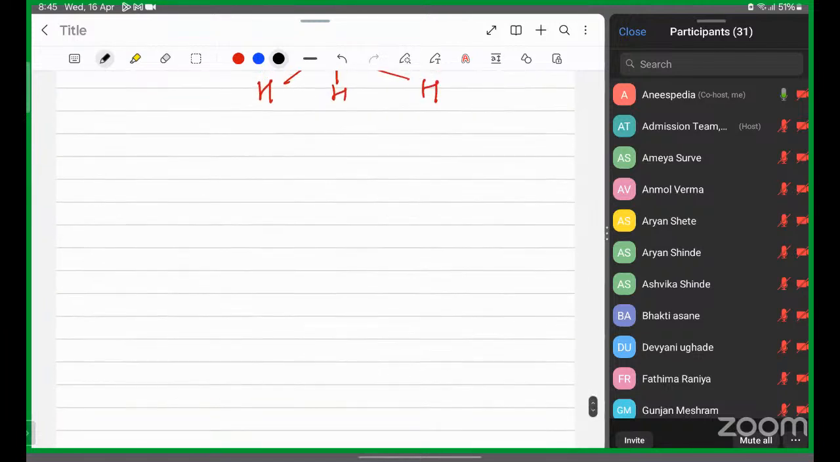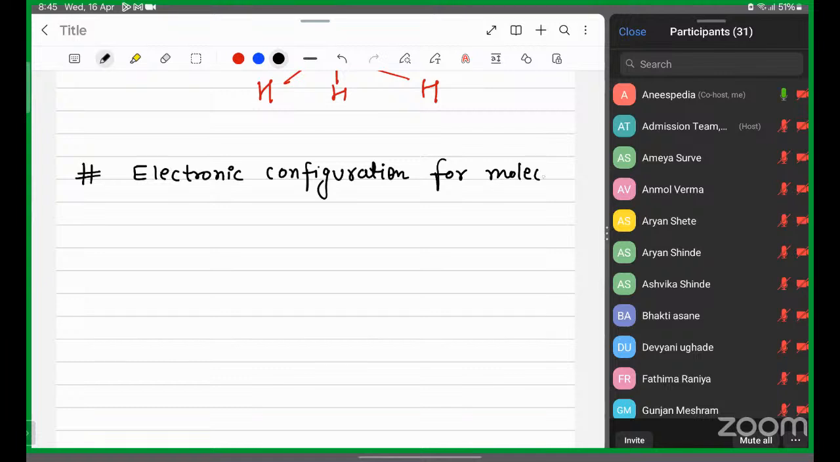Now the next point is about electronic configuration of a molecule. As we have a concept for electronic configuration of atoms, the Aufbau rule, the same we have for molecules. So this will be the electronic configuration for a molecule. This concept is taken from MOT, that is molecular orbital theory.